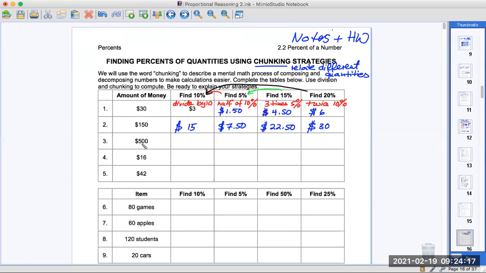Okay, let's try the next one. $500. We want 10%. You can cross out the last 0 if you want, or you can divide by 10. It's $50. 5% is half of 10%. Divide that by 2, $25. 15% is 3 times 5%. So 3 times 25 is 75. 20% is twice 10%. So that's $100.